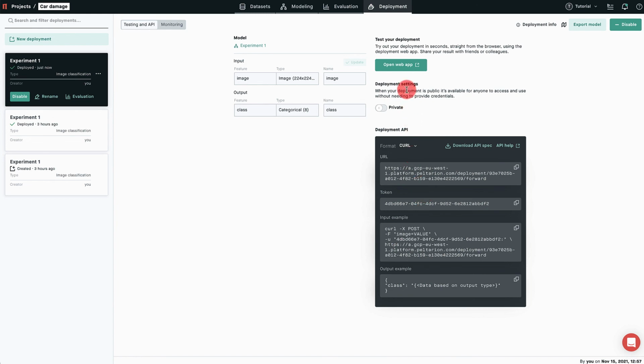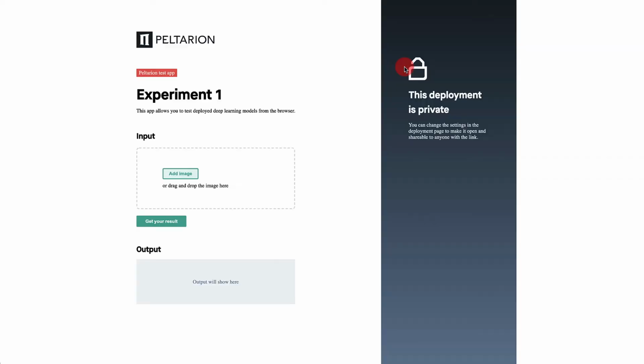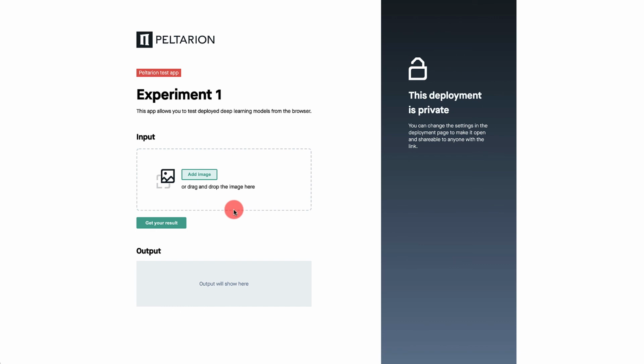You can also test this deployment in the web app. Drag and drop an image to this area and click Get your result. That's it. Find more information and tutorials in our extensive Knowledge Center.